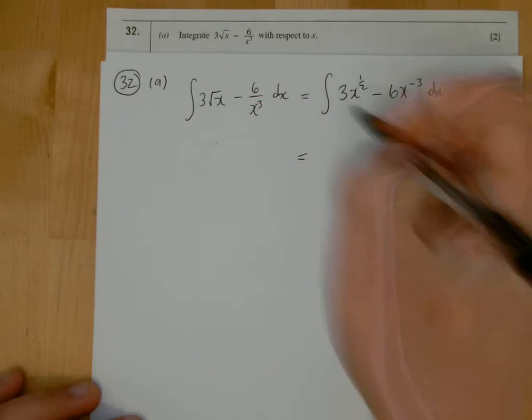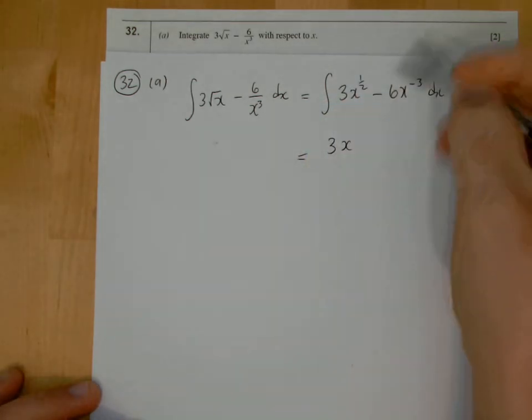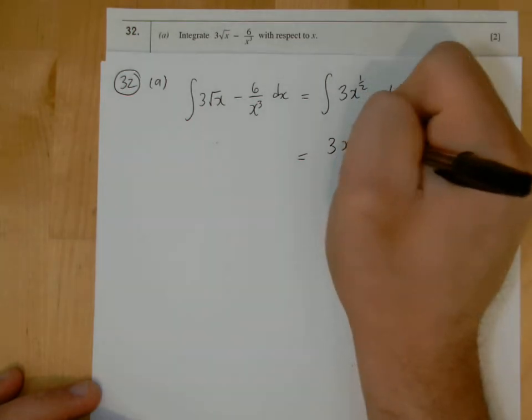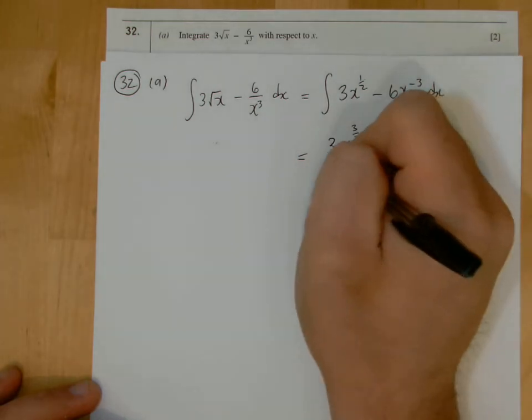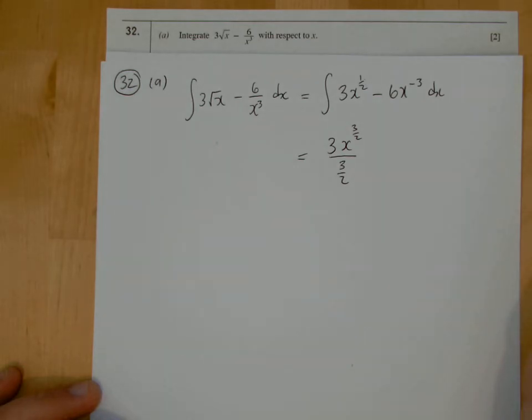So the first thing you do is you add 1 to that power. Okay, that's the first thing you do. You've got to add 1 to that power. So you get 3 over 2. When I add 1 to that, check on your calculator if you want. And then you divide by that new power, 3 over 2. And it's as simple as that.